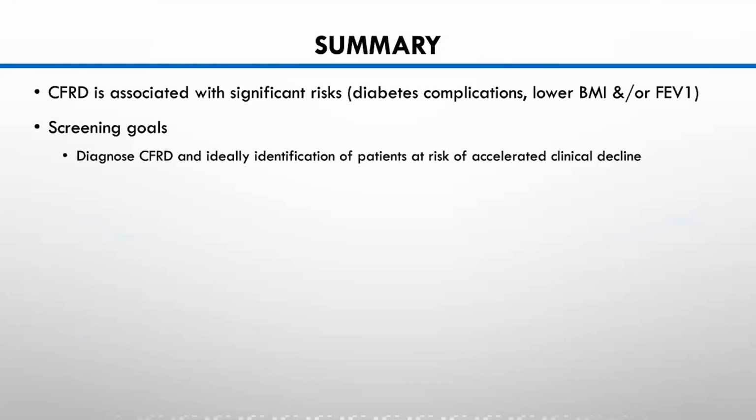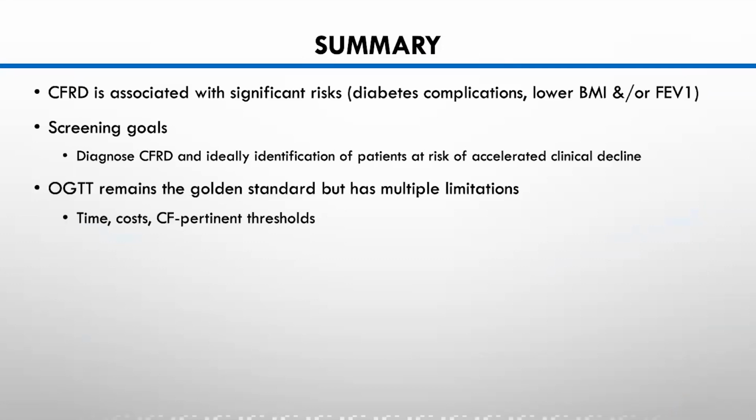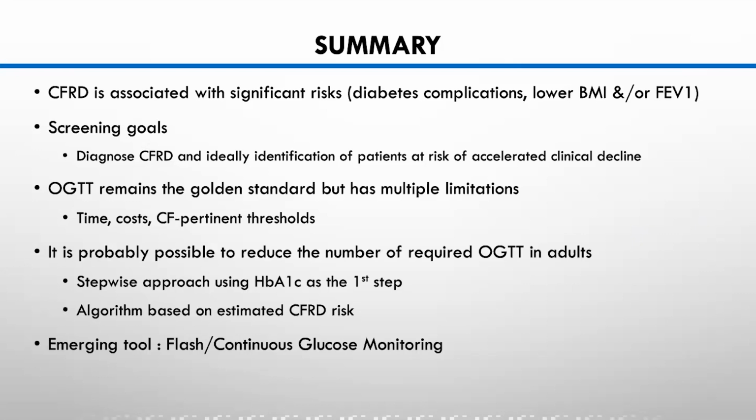So to summarize, CFRD is clearly a big complication of CF, and it's associated with major complications, including early mortality. The screening goal is clearly to diagnose CFRD, but we wish that we could, with that test, also identify people at high risk to develop in the next years a decline of BMI or FEV1 larger than what could be predicted from their clinical history. OGTT is clearly the gold standard and recommended test, but it comes with a lot of problems. So we are looking to have other tests.